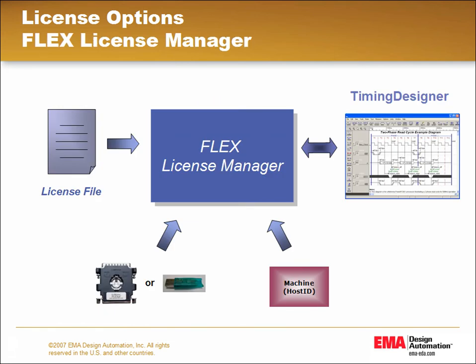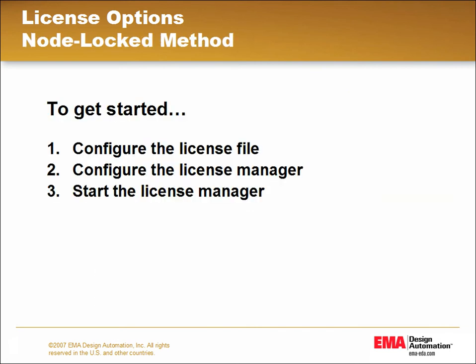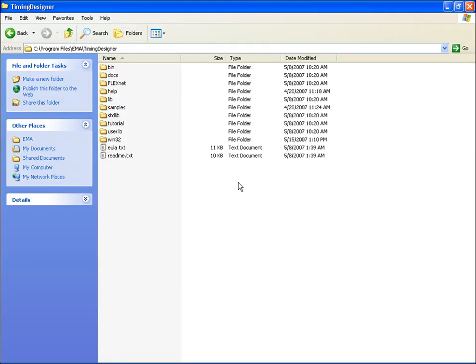Without going into too much detail on the FlexLM license process, we'll just focus on the things necessary to get the system up and running on a single user Windows platform. The basic steps described here apply to all supported platforms of TimingDesigner, but the specifics of the setup may differ according to specific platform. They involve 1. Configuring the license file, 2. Configuring the license manager, and 3. Starting the license manager.